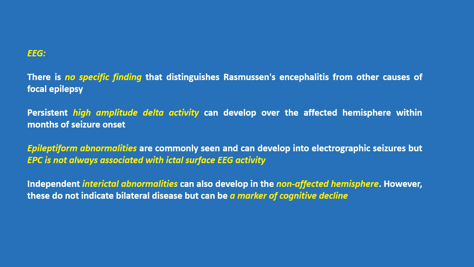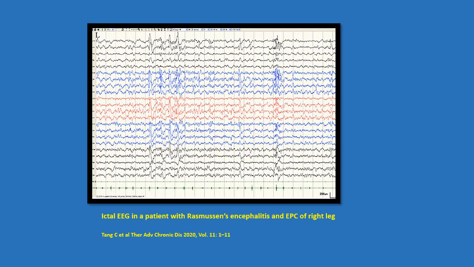EEG activity. Independent ictal abnormalities can also develop in the non-affected hemisphere. However, these do not indicate bilateral disease, but they can be a marker of cognitive decline. This is a picture of an ictal EEG in a patient with Rasmussen's encephalitis and EPC of the right leg.